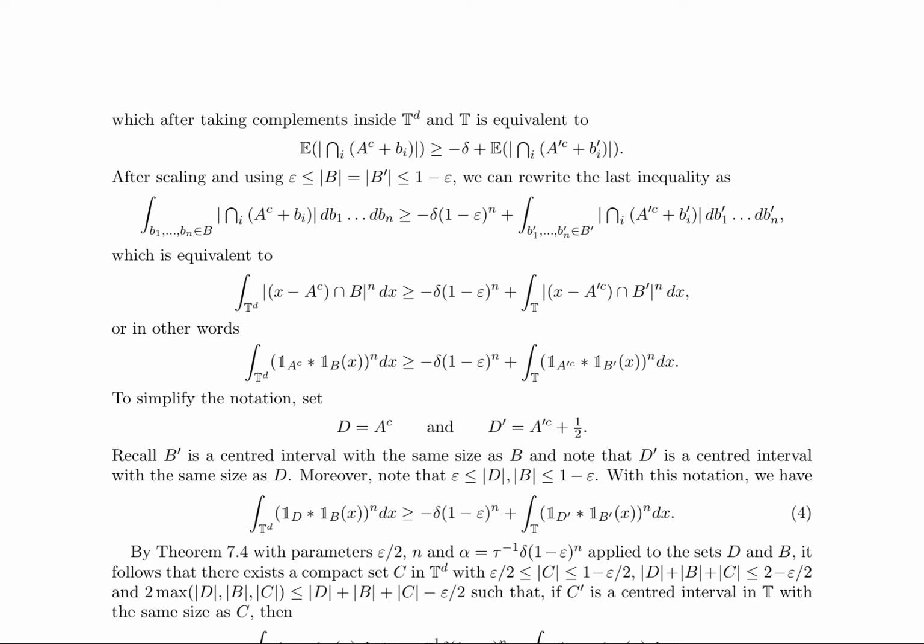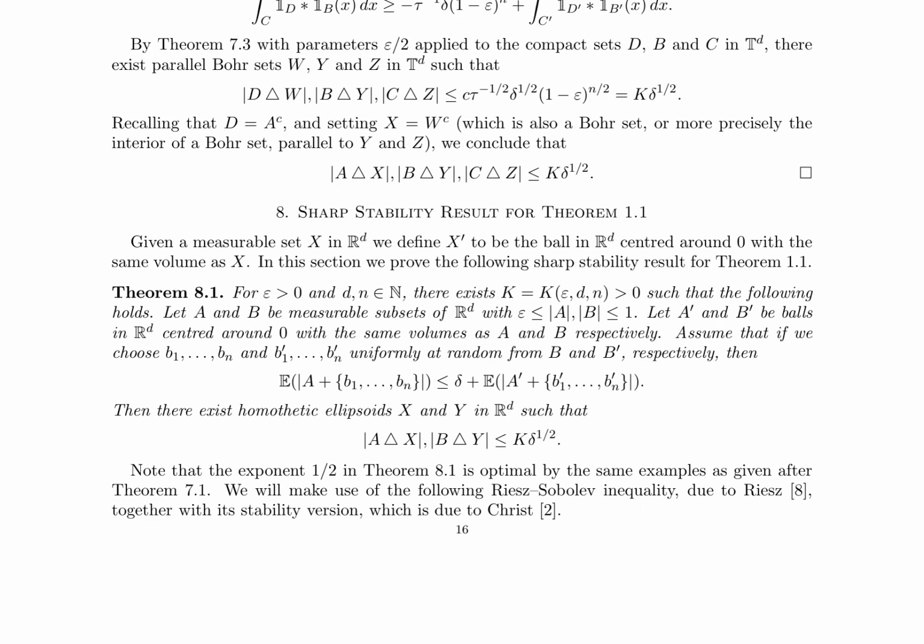The authors then apply theorem 7.4 with parameters epsilon, 2, n, and alpha equals tau delta, 1 epsilon, to the power of n to the sets D and B, establishing the existence of a compact set C and Td with specific properties. By theorem 7.3 with parameter epsilon, 2, parallel Bohr sets W, Y, and Z in Td are obtained, such that the symmetric difference between D, B, and C with W, Y, and Z, respectively, is bounded by k delta squared.